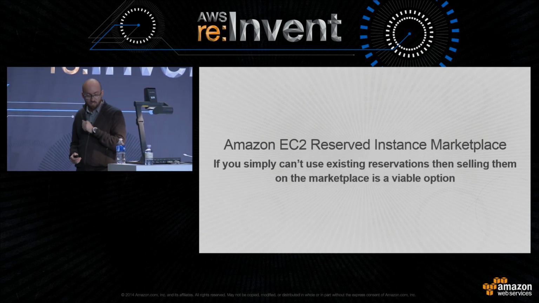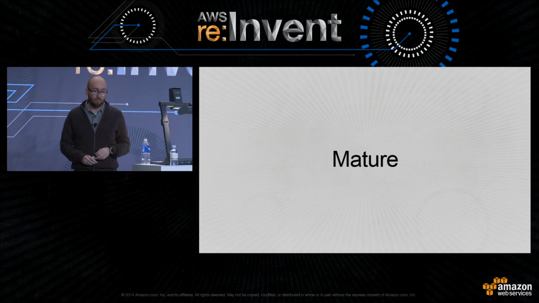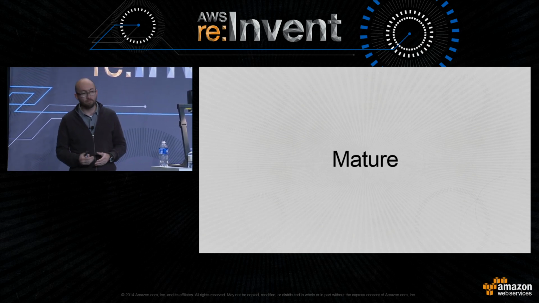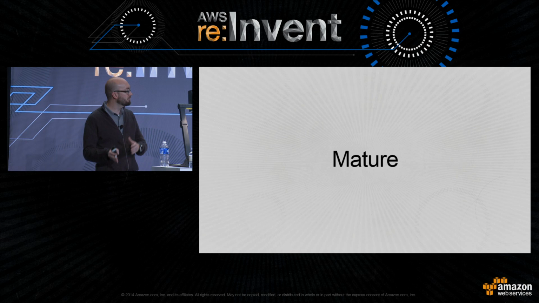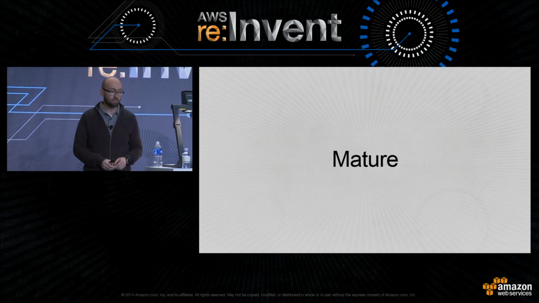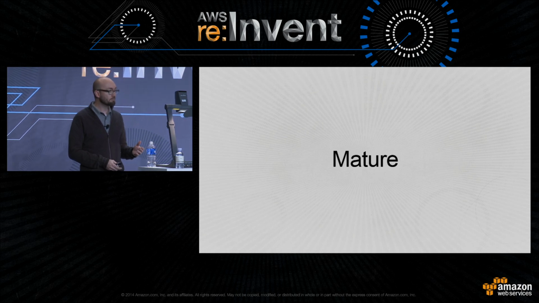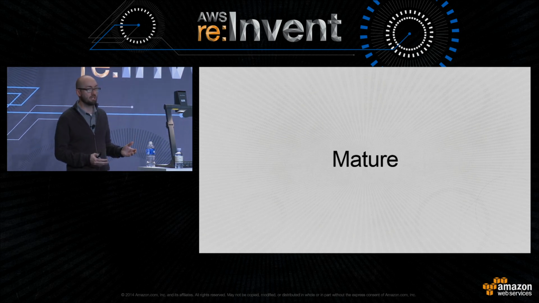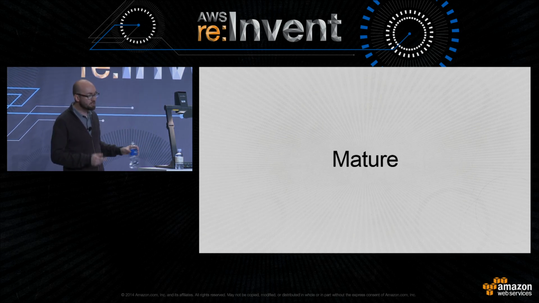So the final piece here is mature. If you're doing everything right and you're making iterative monthly buys and you're constantly realigning to your infrastructure changes, you're going to get to a point where you're making the right decisions. And you have reservations in your portfolio that don't need to change. And so in these cases, you simply let them mature.